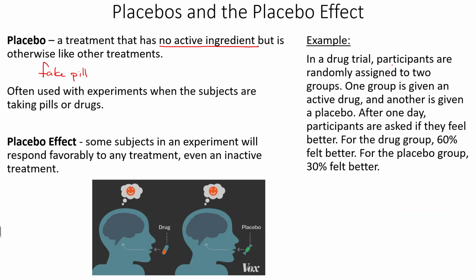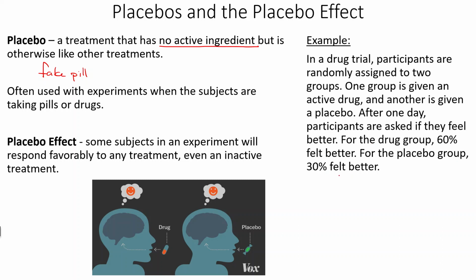So here's an example. In a drug trial, participants are randomly assigned to two groups. One group is given an active drug, and the other is given a placebo, so an inactive drug. It's not really a drug. After 1 day, participants are asked if they feel better. For the drug group, 60% felt better. For the placebo group, 30% felt better.